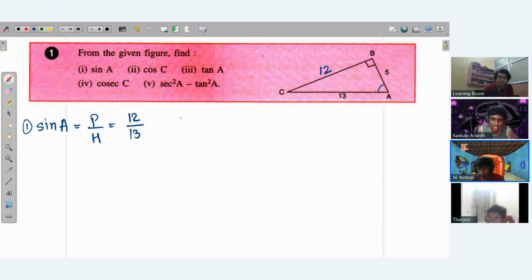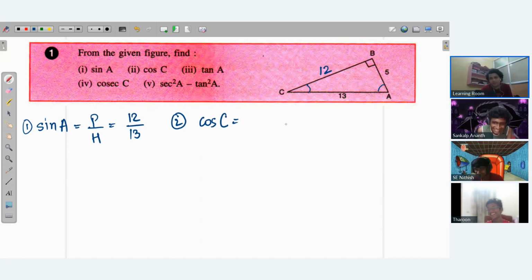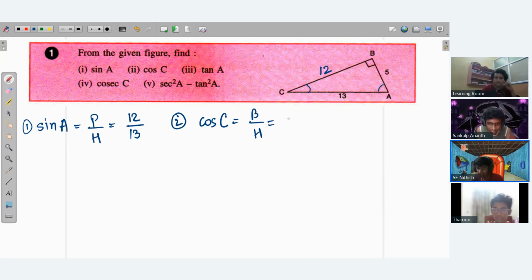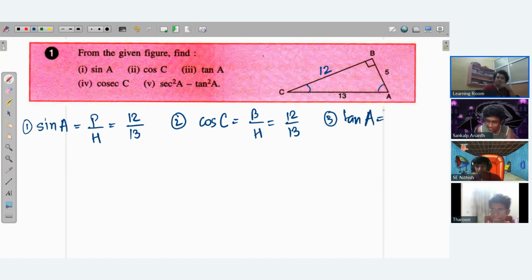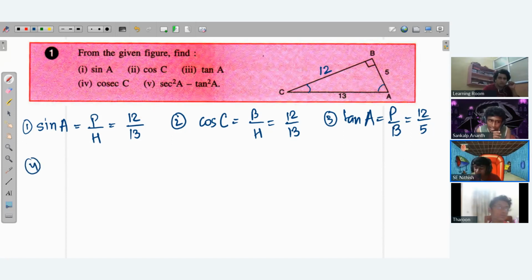Cos C. Now, cos C, this is the angle, and cos C is base over hypotenuse. For C, the base is 12, so it's 12 by 13. Tan A is perpendicular over base. Perpendicular is 12 and base is 5, so tan A is 12 by 5. We cannot do anything further.